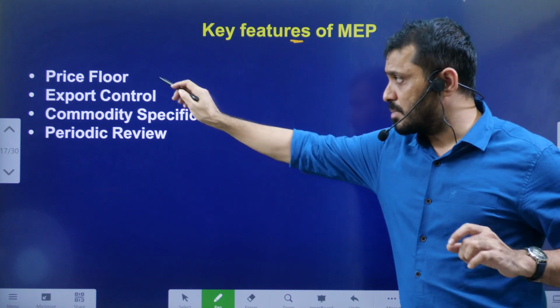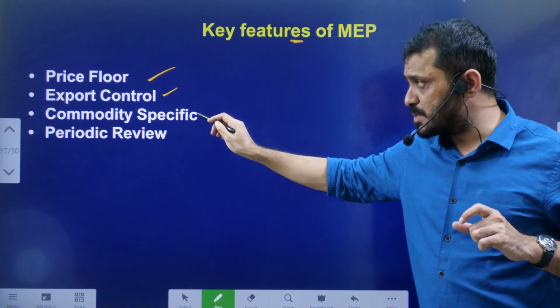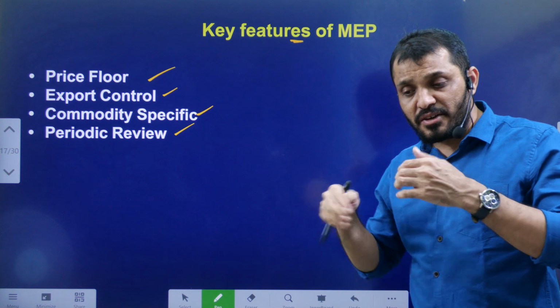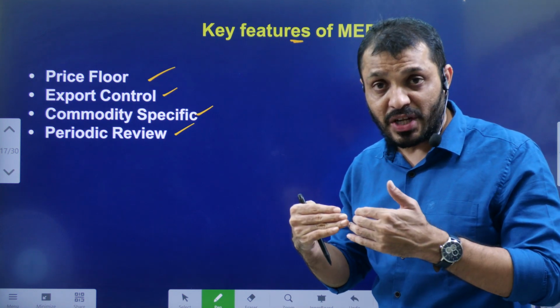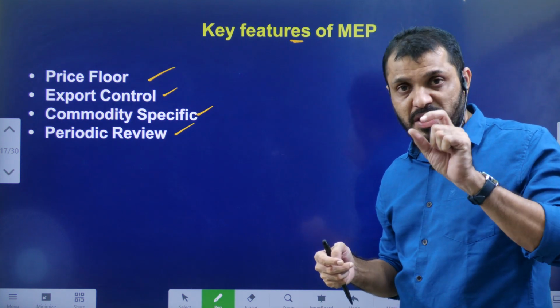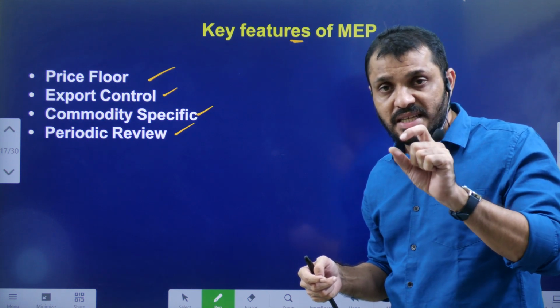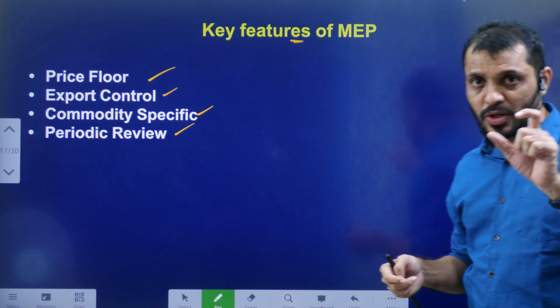Next, key features of minimum export price. We will keep a particular price so that it will control the exports, and every 3 months or every 6 months it will be reviewed, and it is specific to a particular good. If the supply of the good is increased in India, this will be removed for that particular good.